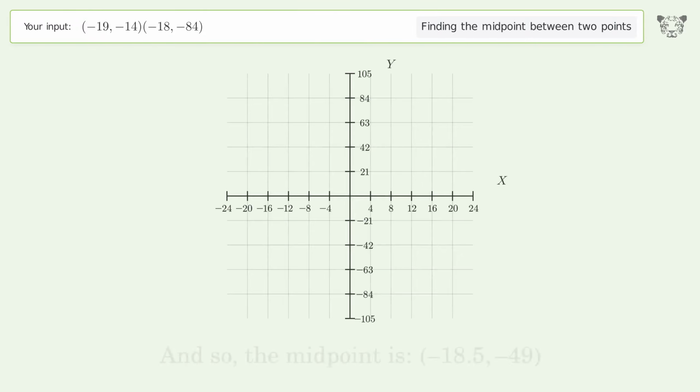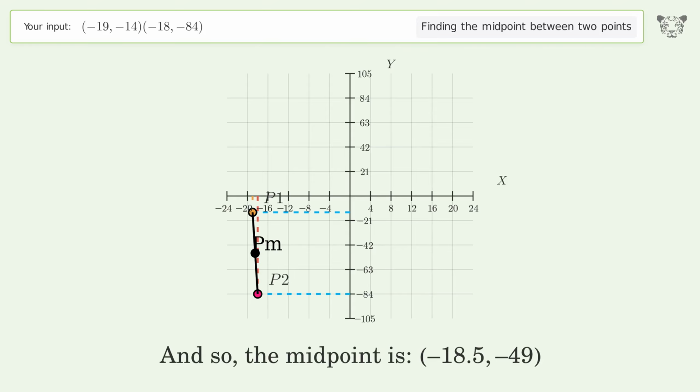And so, the midpoint is negative 18.5, negative 49.